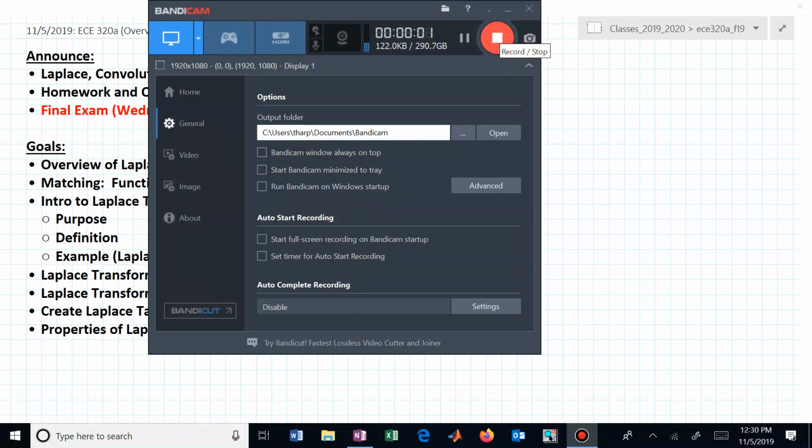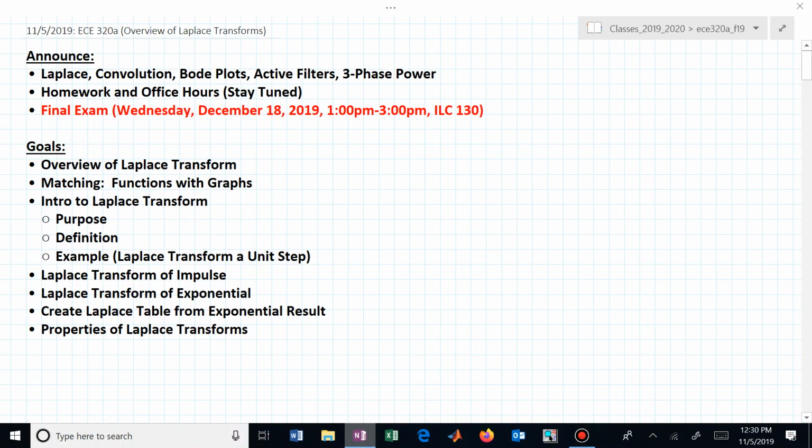Welcome to ECE 320A. I need to make sure I'm in the right location. This is a little different look than what I had this morning, just a few hours ago. I'll try to keep track of which class I am in, so remind me if I get off track. I'm actually in the time domain this morning. Today I'm going to be in the frequency domain this afternoon.